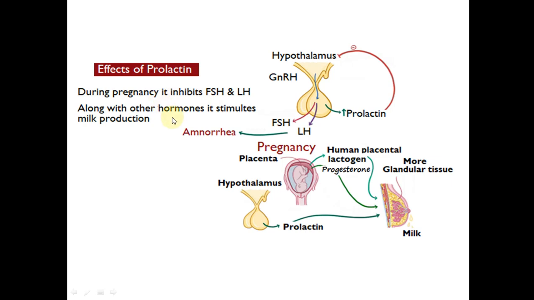But during pregnancy and during the lactation or breastfeeding period, the excess prolactin that is secreted, along with the human placental lactogen that is secreted by the female placenta, and also the progesterone that is also secreted by the placenta, and the oxytocin which is produced by the hypothalamus and stored in the posterior pituitary gland. So collectively these hormones, the prolactin, human placental lactogen, progesterone, and oxytocin, they will cause growth of the glandular tissue in the female breast, and during lactation, they will cause increased production of milk.